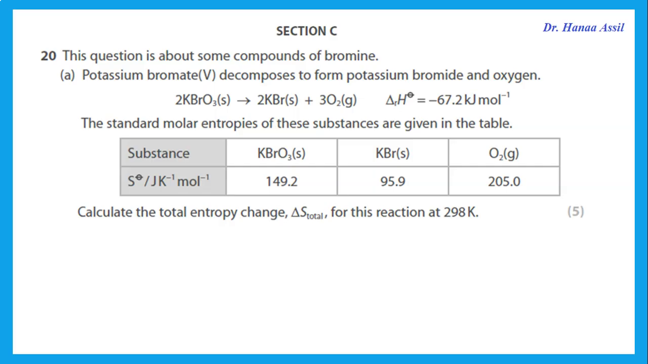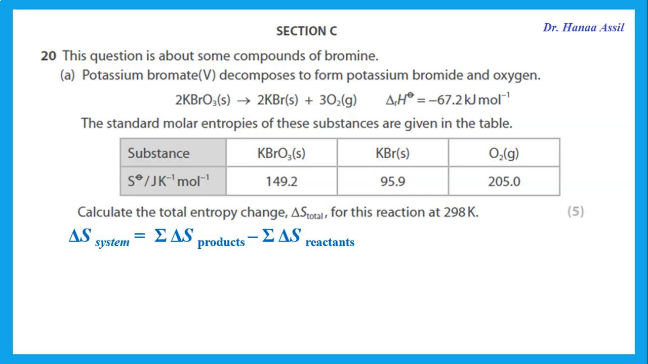Okay, section C. This question is about some compounds of bromine. We're starting with potassium bromate. It decomposes to form potassium bromide and oxygen, and we're given the standard molar enthalpies of these substances, and we're given the delta H of the reaction. Calculate the total entropy change. You should know that the total is the system plus the surroundings. So let's do the system first.